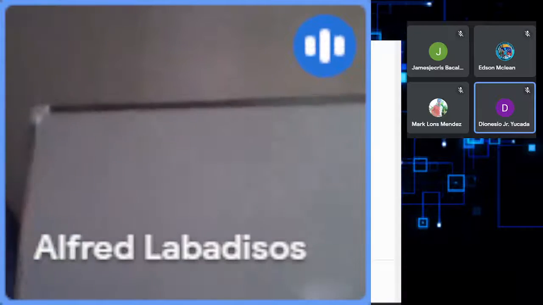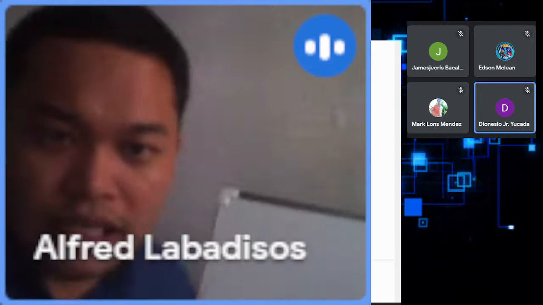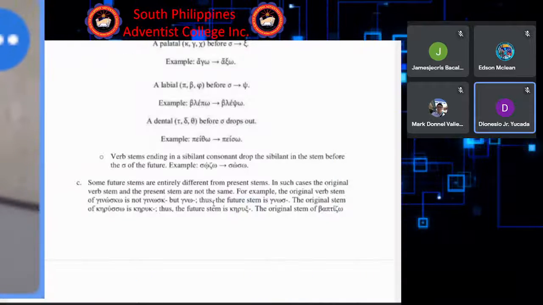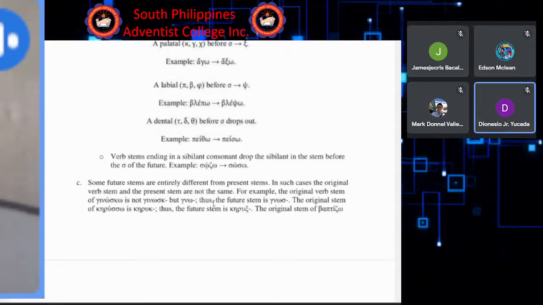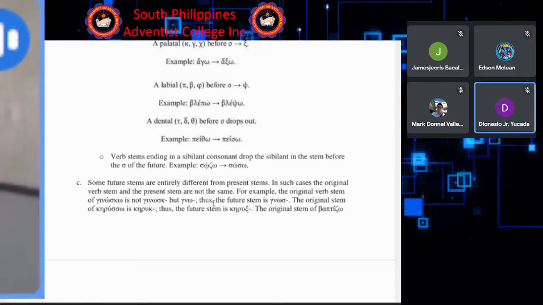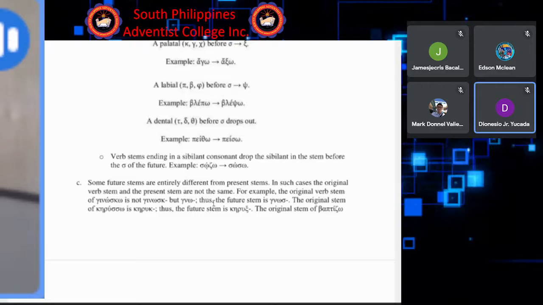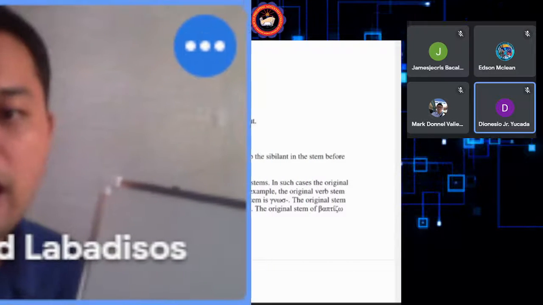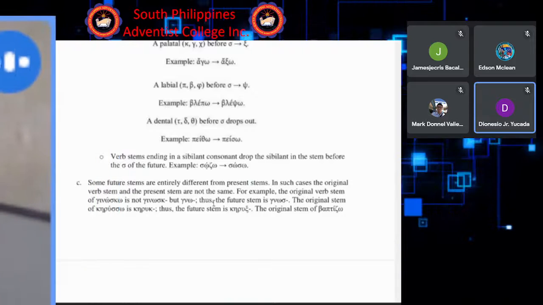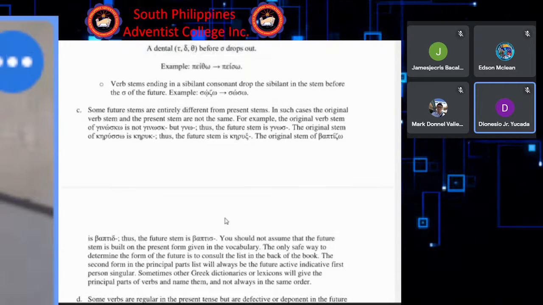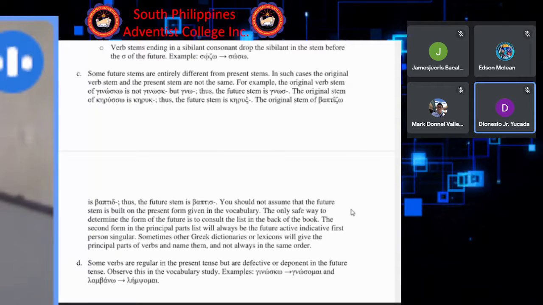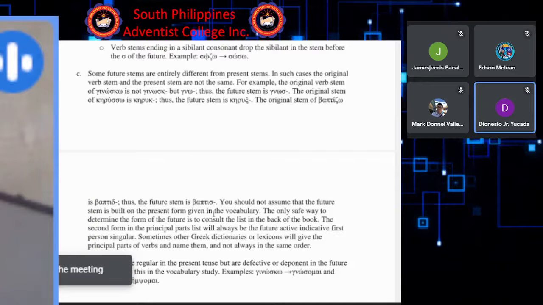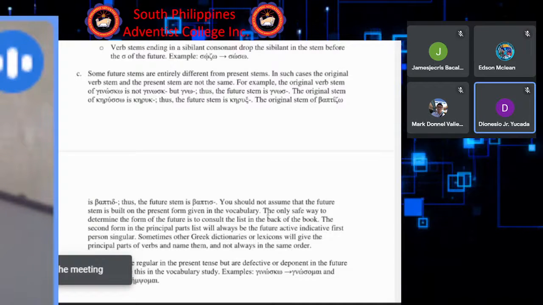For example, the original verb stem of ginosco is what? No, ginos. But the no, nas, thus the future stem is what? Nos. Okay, so the original stem of keruso is kerok, no? Thus, the future stem is kerox. So, the original stem of baptizo is baptid. Thus, the future stem is baptiz. So, you should not assume that the future stem is built on the present form given in the vocabulary. No? So, take note of that.